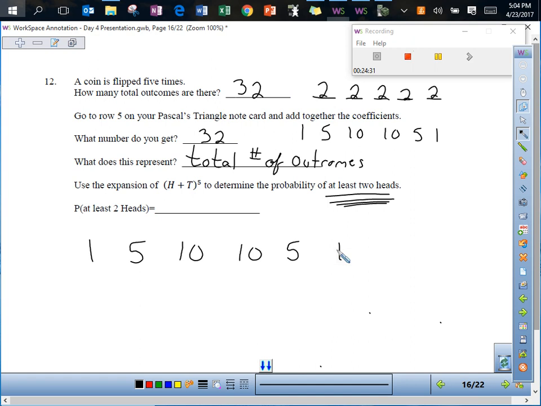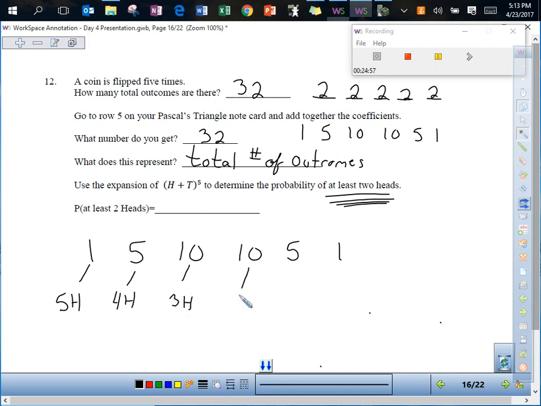Here's what this says. There's one way to get 5 heads. It says that there's 5 ways to get 4 heads. If you think about it, head, head, head, head, tail, head, head, head, tail, head, head. There's 10 ways to get 3 heads, there's 10 ways to get 2 heads, there's 5 ways to get 1 head, and there's 1 way to get 0 heads.